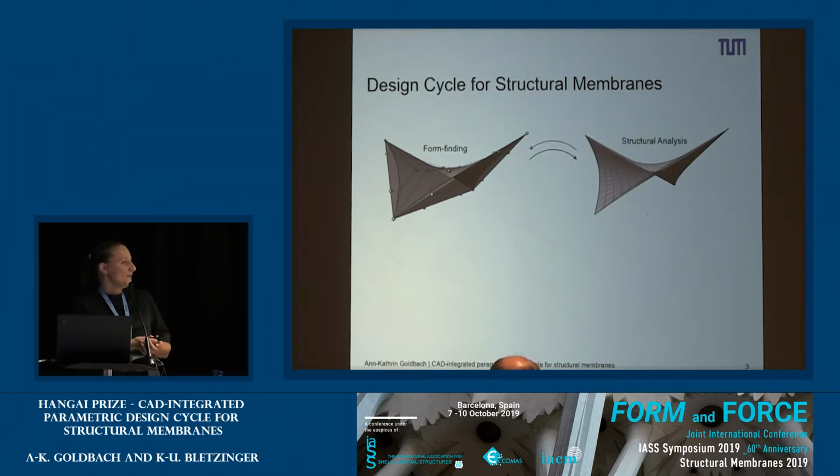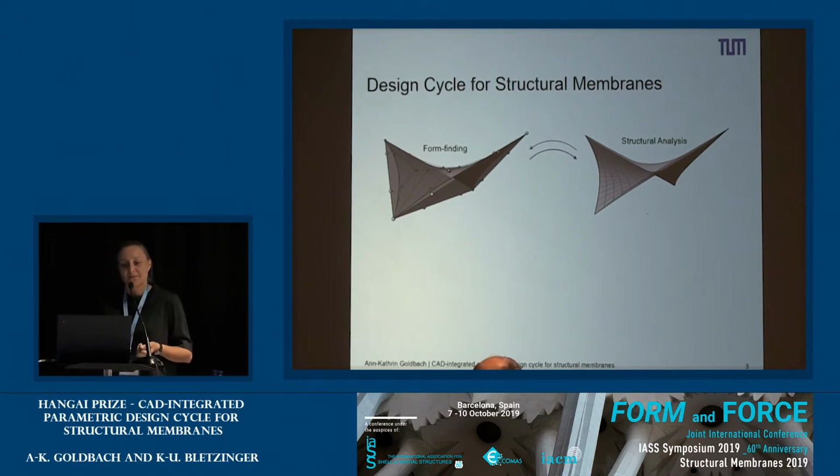Now, if we have an equilibrium surface with a given pre-stress, we need to perform structural analysis to make sure that certain safety requirements are met, and to make sure that also the serviceability is met, so that we don't have too large deflections and so on. And as you can see with the arrows indicated on the slide, there's of course an interaction between the form found shape and the structural analysis, because if structural analysis shows that, let's say, the deformation is too big, then we need to go back and find a better shape.